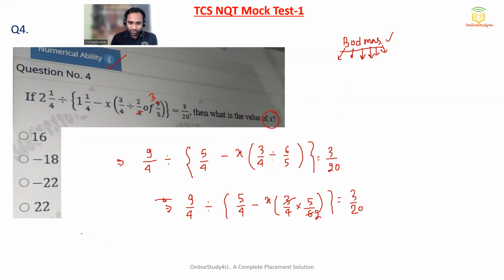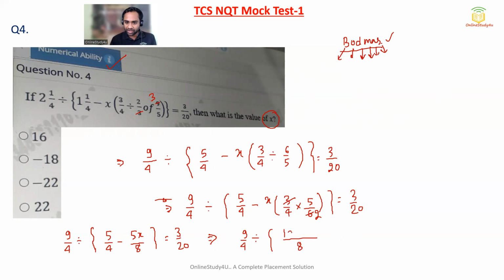And now I will have here 9 by 4 divided by, so 5 by 4 minus, so this will become 5x divided by 8. Agreed? Because 5 into x, and 4 into 2, 8x, will be equal to 3 by 20. It is becoming smaller now, right? Then 9 by 4 divided by, let me take the LCM. So LCM of 4 and 8 will be 8, 4 2s are 10 minus 8 1 are 5 of x will be equal to 3 by 20.